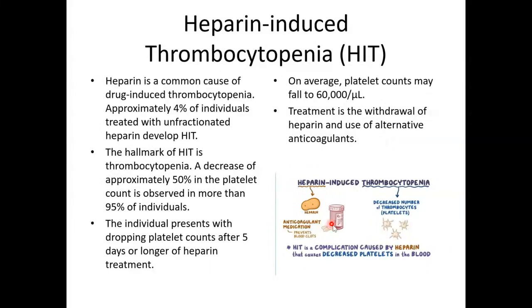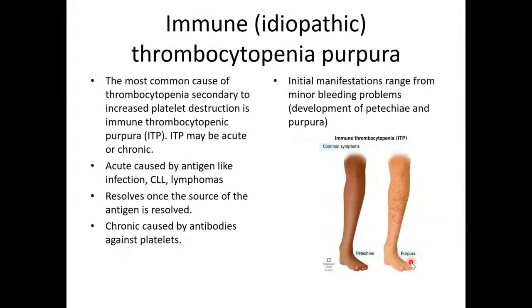This is just a little picture of what I talked about. Heparin is an anticoagulant that prevents blood clotting, which somebody would be getting because of a blood clot. And what it does is it decreases the number of platelets, which we call thrombocytopenia. So HIT is a complication caused by heparin that causes decreased platelets in the blood. That's very basic, and that's what I want you to know about it.